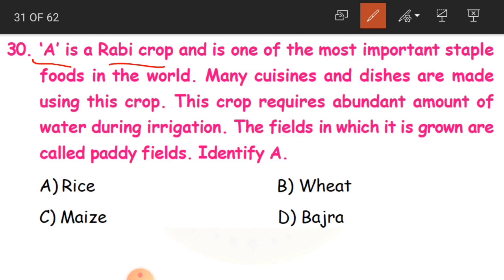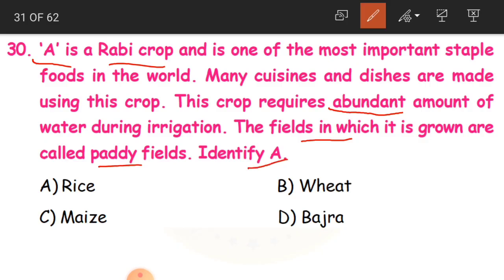Okay, this is the most important staple food, a very common food in the world, and we use this food in many of our dishes. Okay, and this crop requires a large amount of water. Abundant is nothing but a large amount of water. When it is irrigated, it requires so much water, and the fields where this crop is grown are called paddy fields. Clear, children? We call it paddy fields.